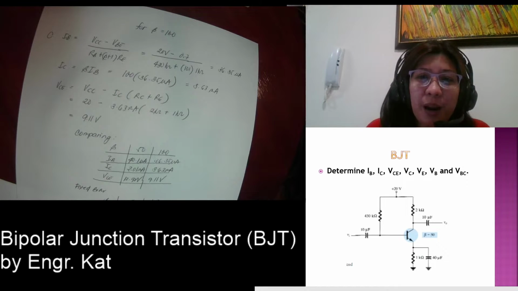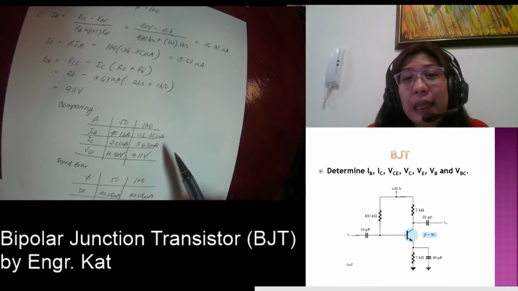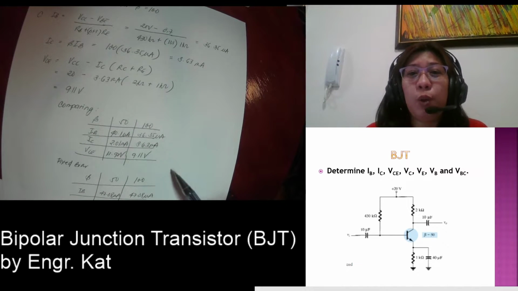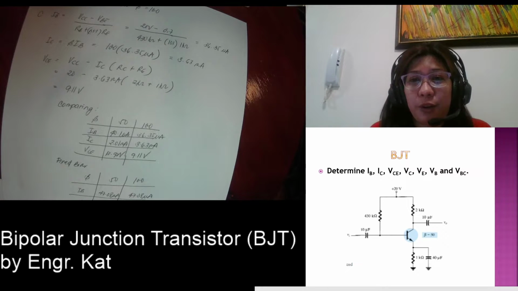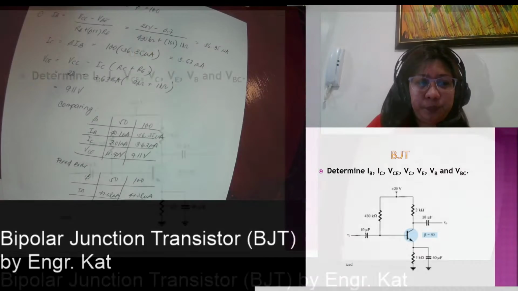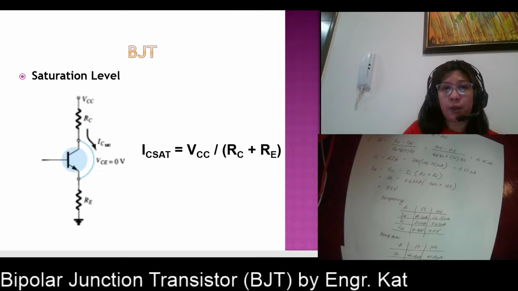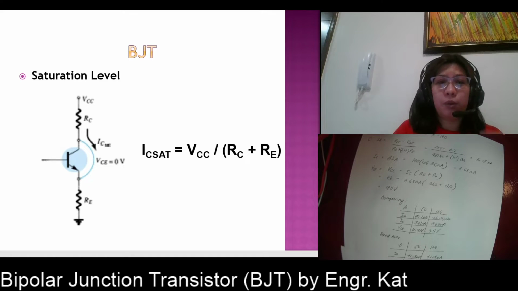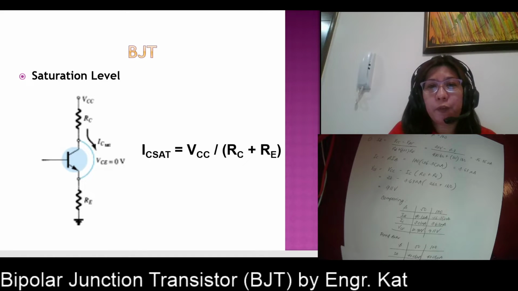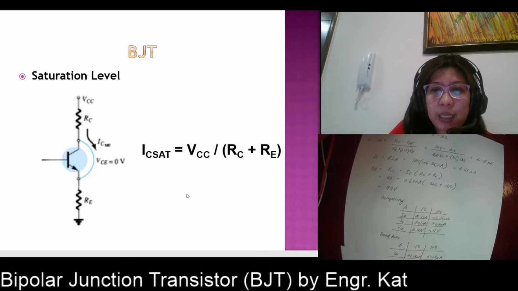So we will not stop there. Why? Because as you can see, it is not yet very stable. So we will be going to our third configuration. And what is our third configuration? Sorry, we will not go with our third configuration, but we will go to our saturation level. So for fixed bias configuration, the saturation level, our IC sat, is equivalent to VCC all over RC only.